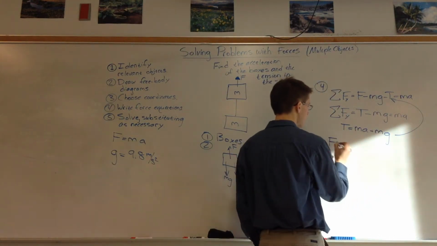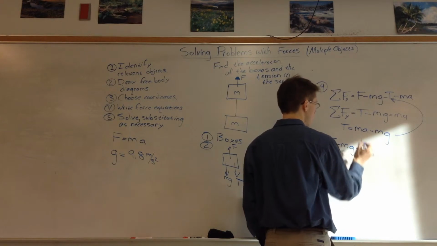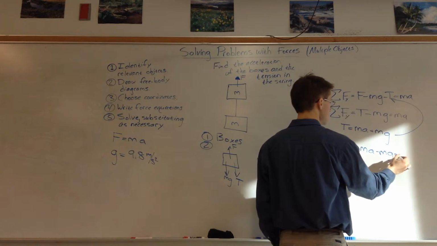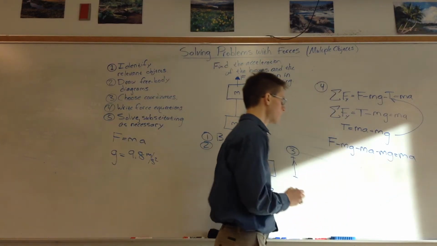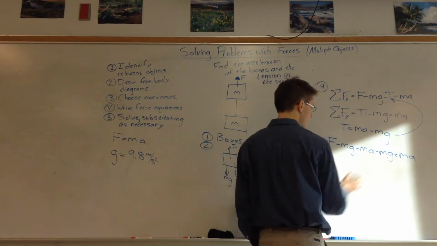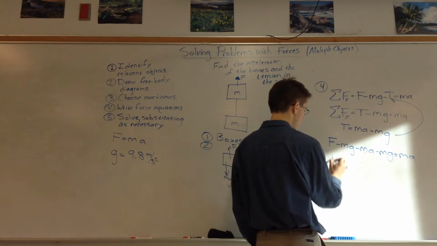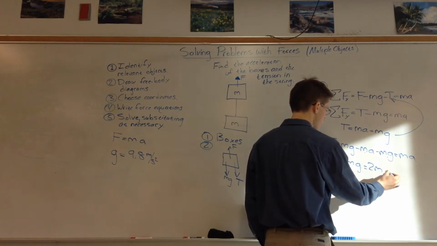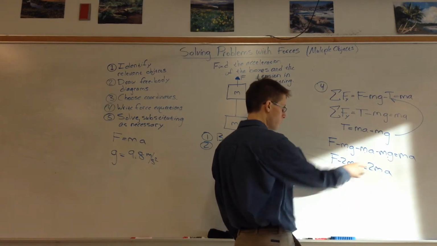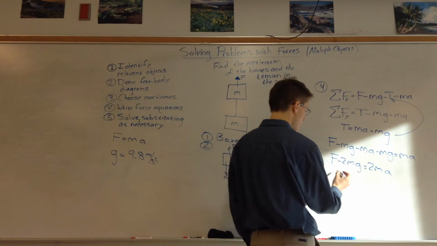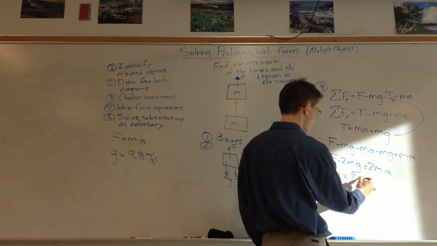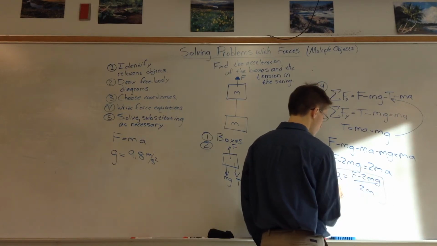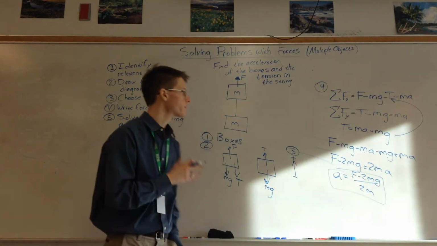So I'm going to have F minus mg minus T, and T is this: minus ma minus mg, and this is equal to ma. Now we can combine these mg's and add this ma to both sides. So we get F minus 2mg is equal to 2ma. From here, we want acceleration, so we can divide by 2m, and we get that a is equal to F minus 2mg divided by 2m. So that's our acceleration.